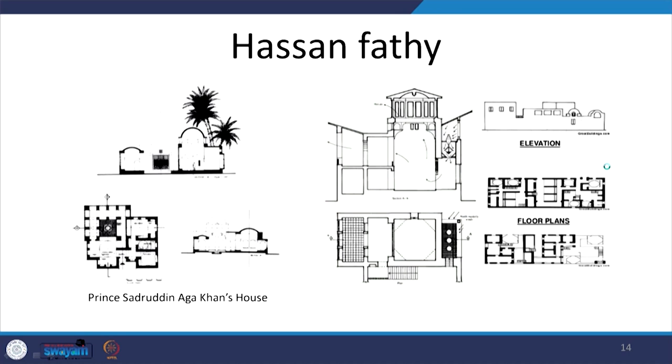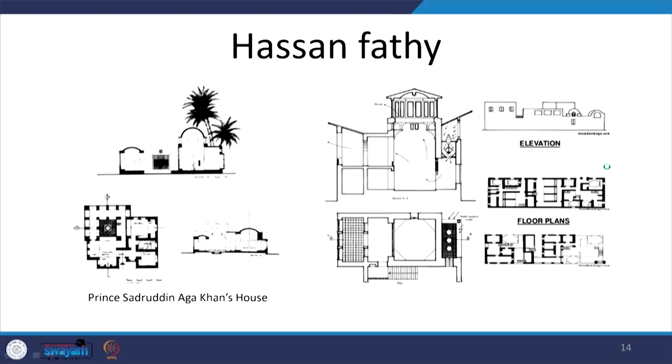This is institutionalizing change. It must not have been easy for Hassan Fathi to convince a prince to construct his home using the same materials, while the prince might have had availability or the capacity to procure any resource in the world, both economically and other ways. However, as an architect, Hassan Fathi was able to convince the prince to construct his house using the same traditional technique. That is what institutionalizing change is.